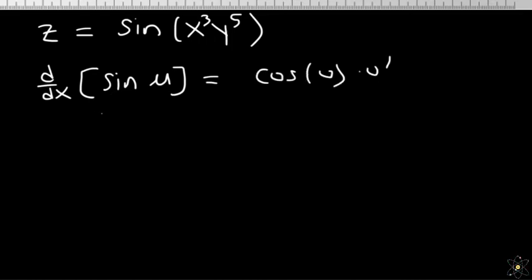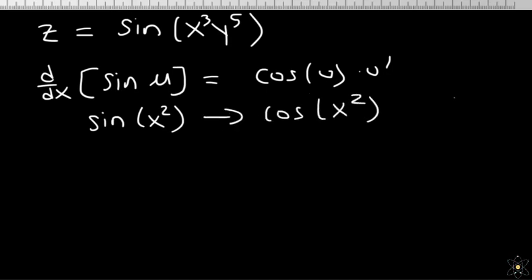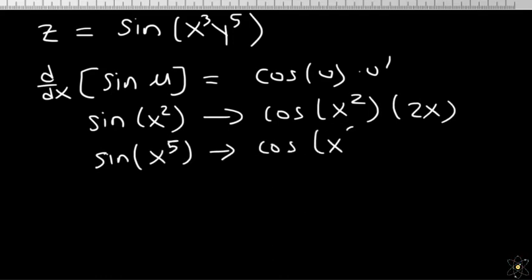times u prime. So if we want to differentiate sine x squared, it's going to be cosine x squared times the derivative of the inside part. The derivative of x squared is 2x. So let's say if you have sine x to the 5th, it's going to be cosine x to the 5th times the derivative of x to the 5th, which is 5x to the 4th.